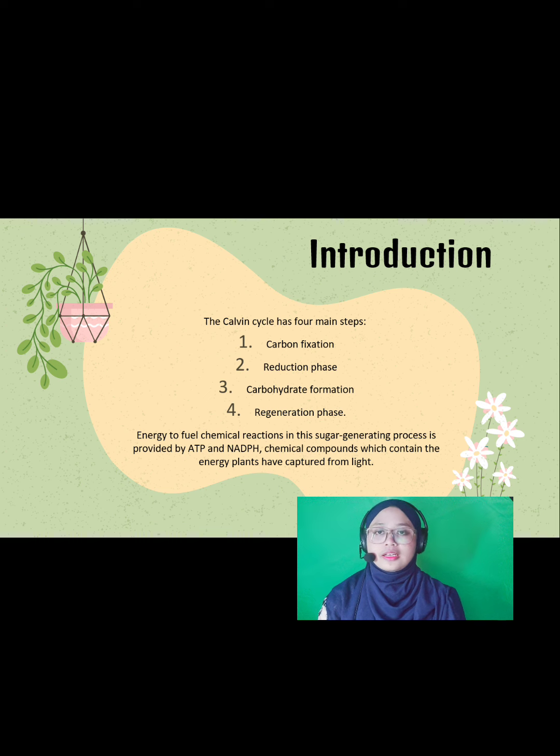The Calvin cycle has 4 main steps. First, carbon fixation. Second, reduction phase. Third, carbohydrate formation. Fourth, regeneration phase. The energy to fuel the chemical reactions in the sugar generation process is provided by ATP and NADPH, chemical compounds which contain the energy plants have captured from the light.